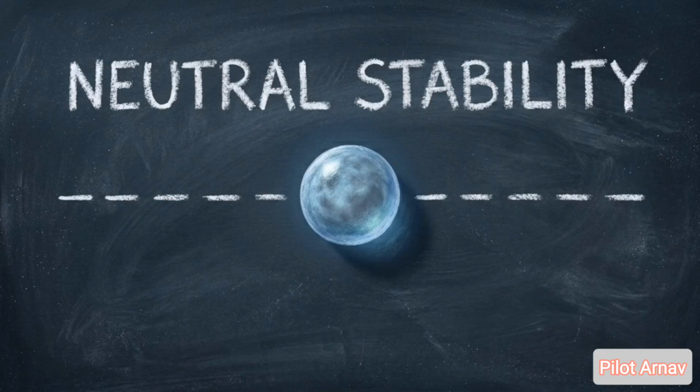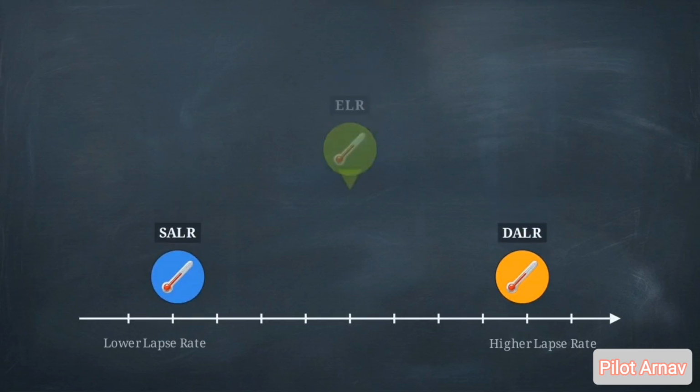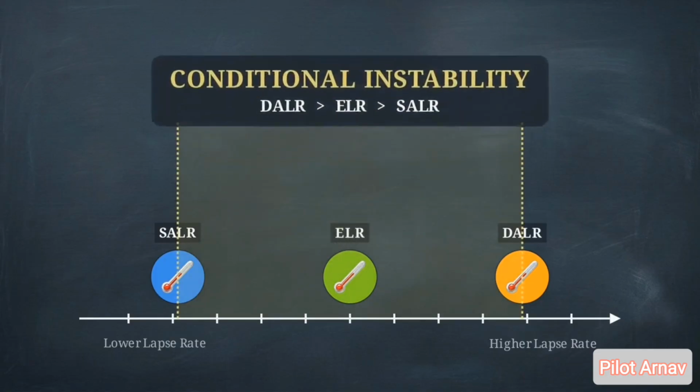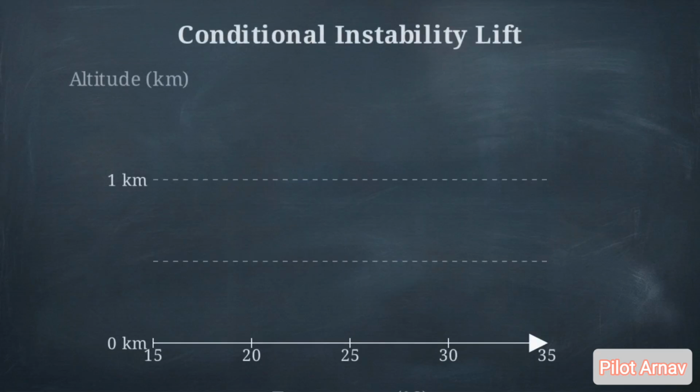If the ELR perfectly matches the DALR or SALR, we have neutral stability. The parcel simply remains at whatever exact altitude it was pushed to. The most complex atmospheric state is conditional instability. This occurs when the ELR sits perfectly between the saturated and dry adiabatic lapse rates. Let's look at a chart mapping a 1 kilometer vertical lift to prove why this condition is so critical.